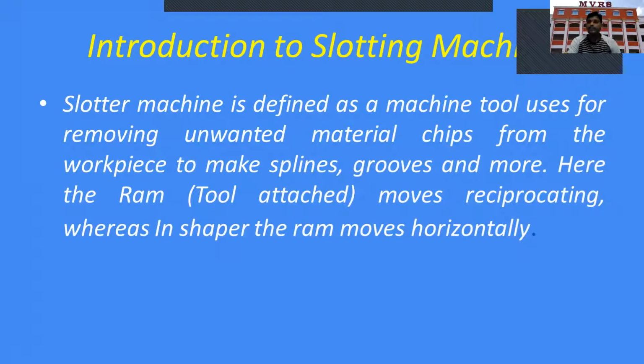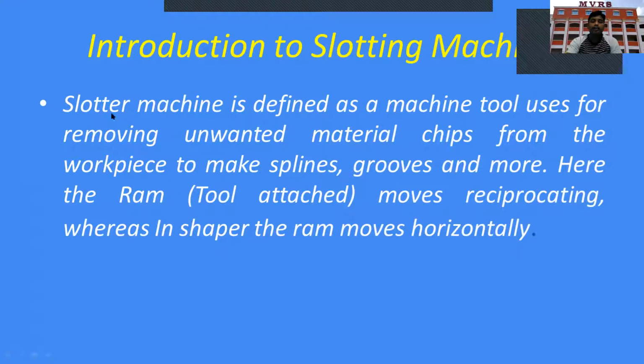Okay, you should understand the difference between the slotting machine and the shaper machine. Even though both look the same, the reciprocation of the ram is horizontal in the case of a shaper machine, but in the case of a slotting machine, the reciprocation of the ram is in the vertical direction. So that is what I have given here.